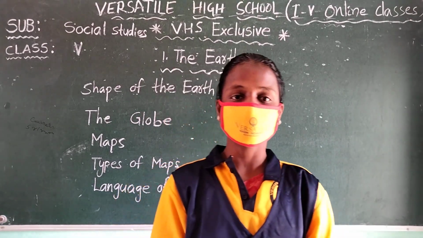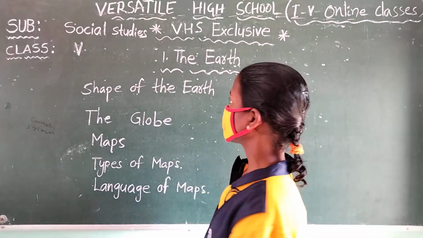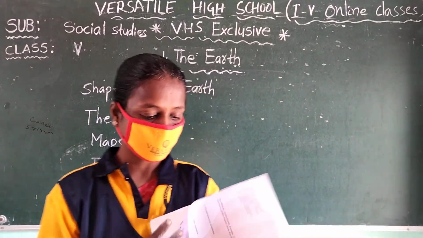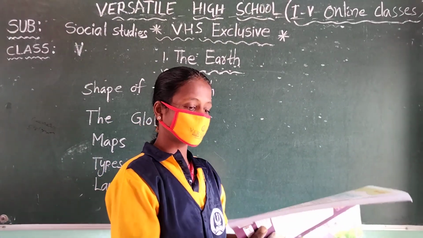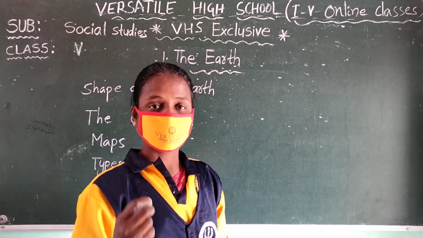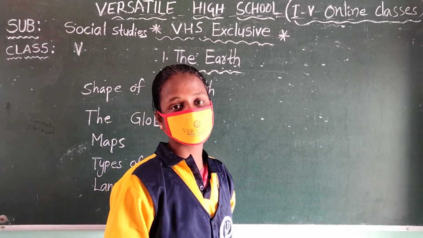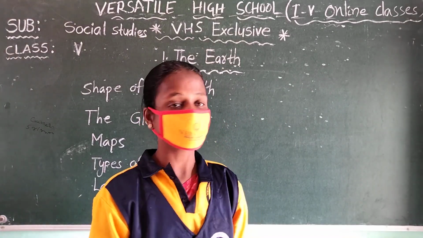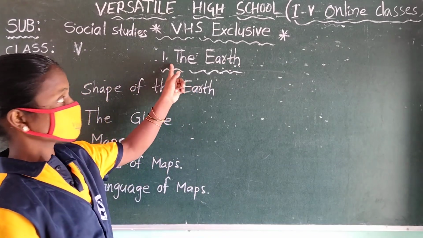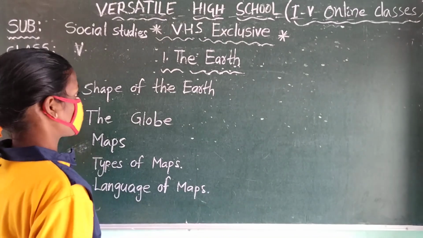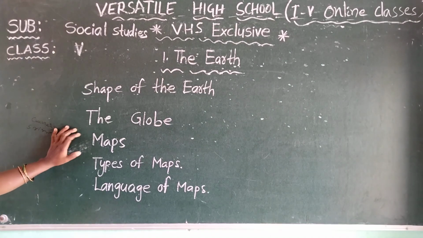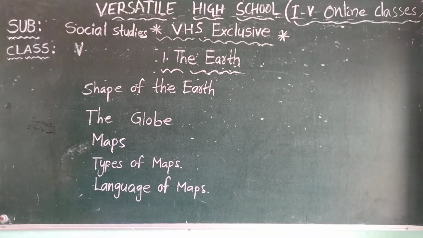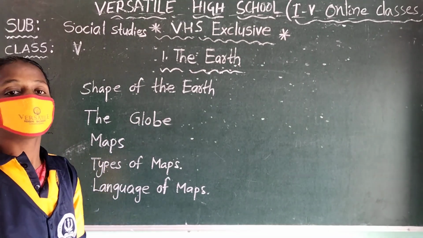Children, in the previous class we were learning about the earth. What is the earth? We observed what earth, continents and oceans are. In the previous class we already learned. Today we are discussing our lesson, the earth: shape of the earth, the globe, maps, types of maps, language of maps. Now we are going to the shape of the earth.